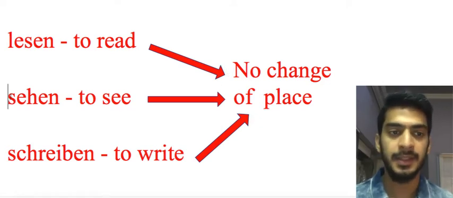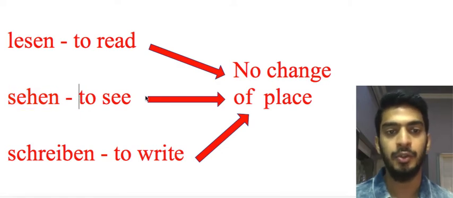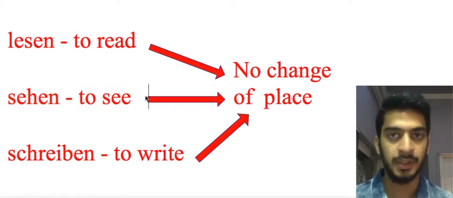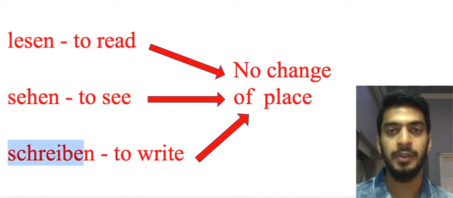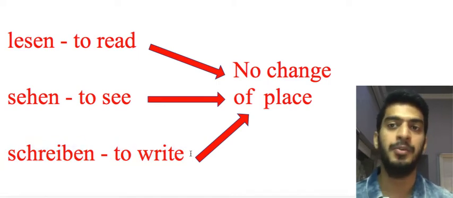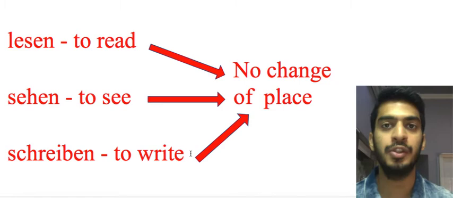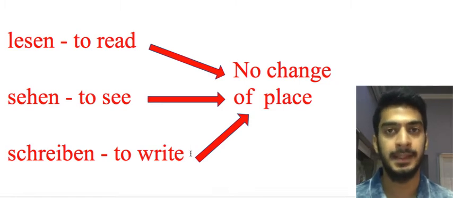Our next example is sehen, which means to see. Again, no movement is involved. Schreiben, which means to write. For example, I'm writing an article. Again, there is no change of place or state.